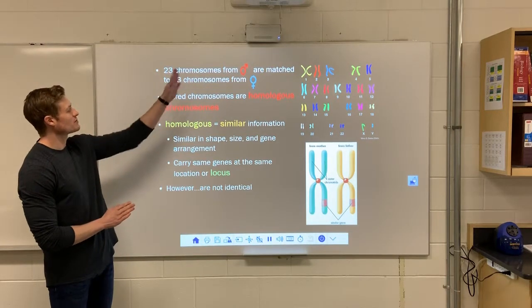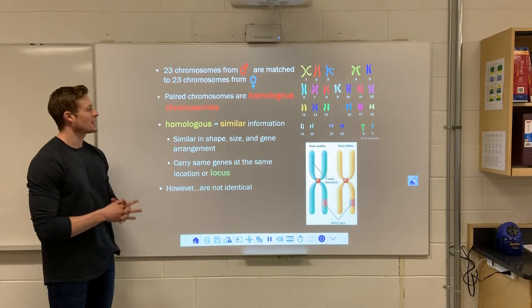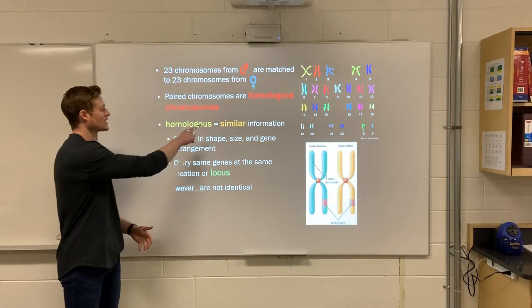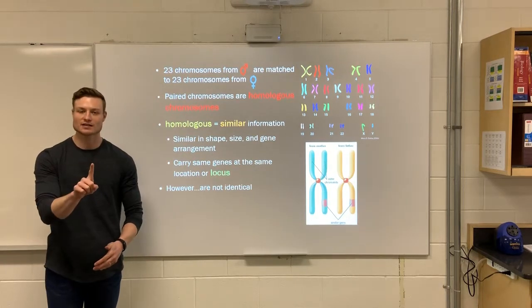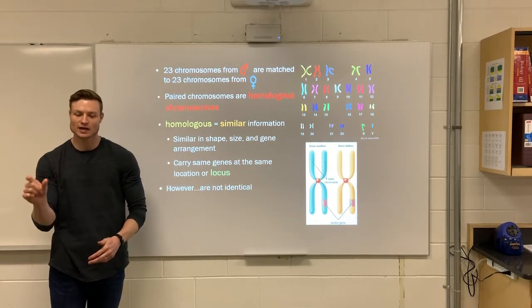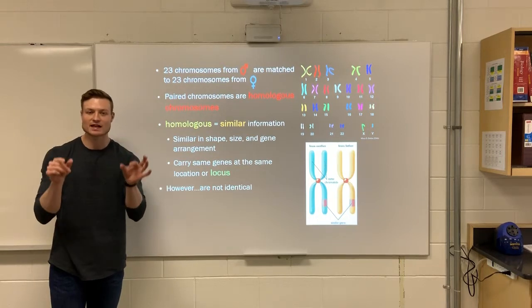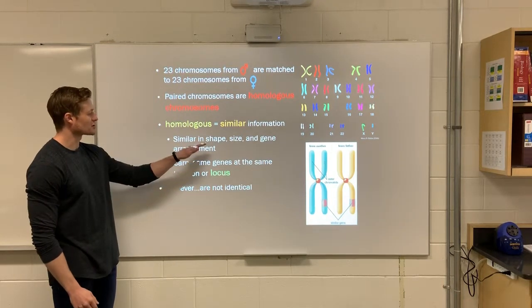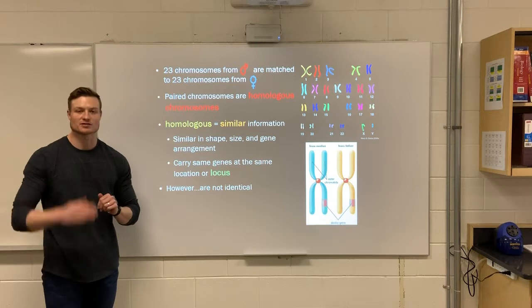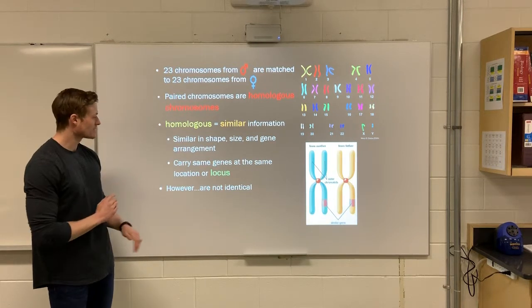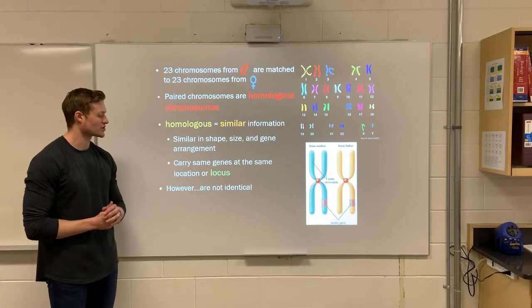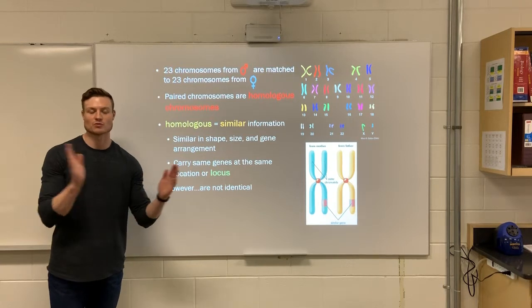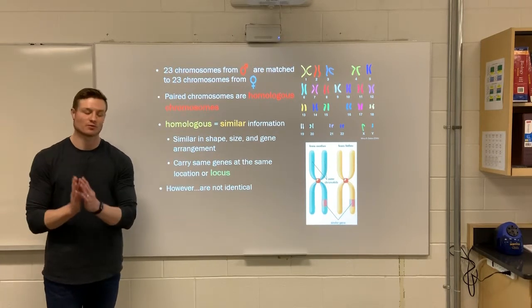So, 23 chromosomes from the male, 23 chromosomes from the female, they match up and they find their pair. A pair of chromosomes is called a homologous pair, meaning they have similar information. Not exactly the same, because one chromosome might contain blue eyes and the other one might have brown eyes, but they at least have the information for eye color, okay? So they have similar information. They're similar in shape, size and gene arrangement, so the location of the traits, and they carry similar genes at similar locations, but once again, they are not identical. They're similar, but not exactly the same. So chromosome 1s would match up, chromosome 2s would match up, chromosome 3s would match up.